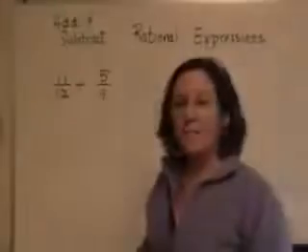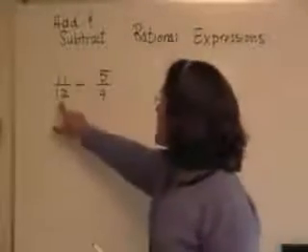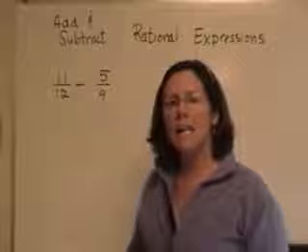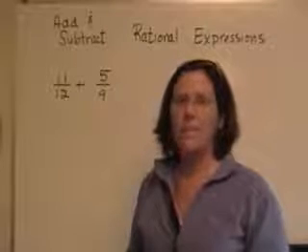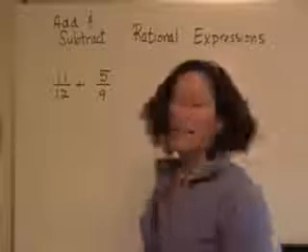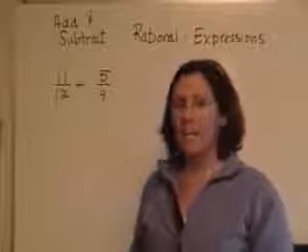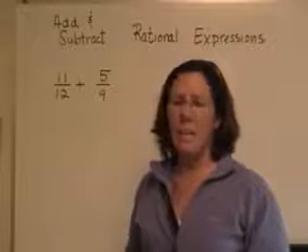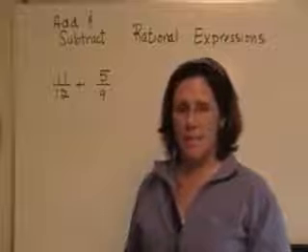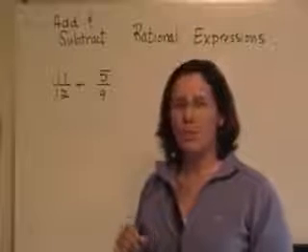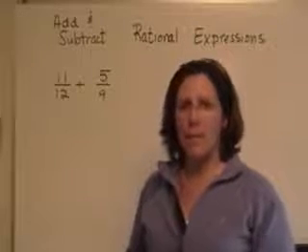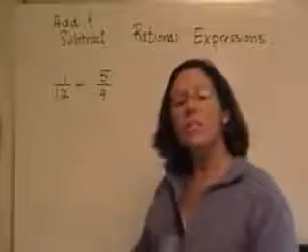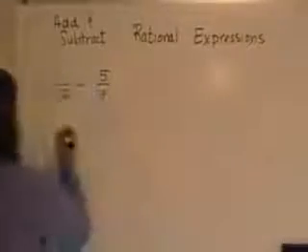This problem is a little bit different in that I've got a denominator of 12 and a denominator of 9. If I took their product, 12 times 9, and got 108 as a denominator, while that would be a common denominator, it would not be the least common denominator. You do not want to use anything but the least common denominator. For these two, here are two ways to go about getting that common denominator.